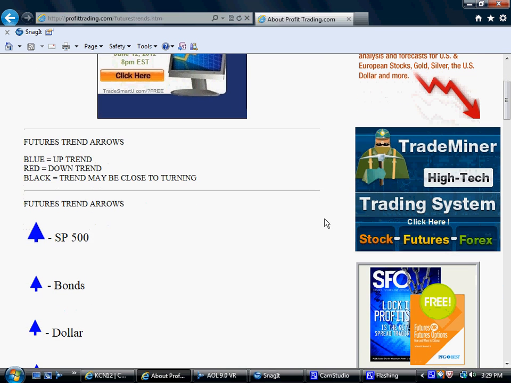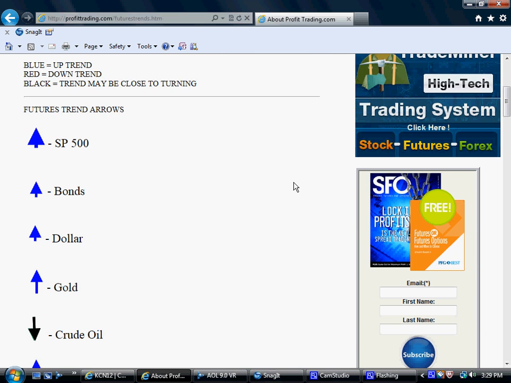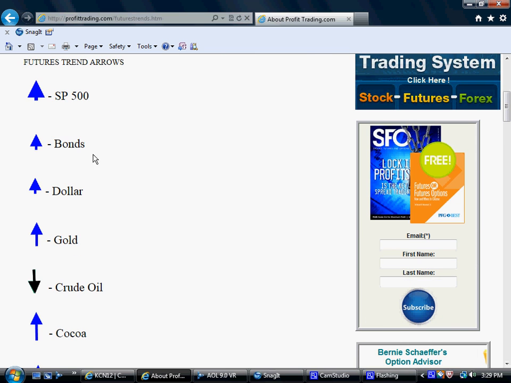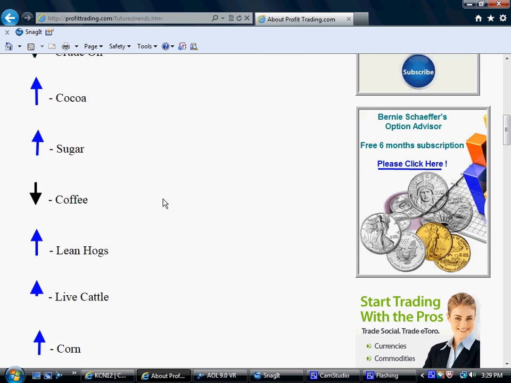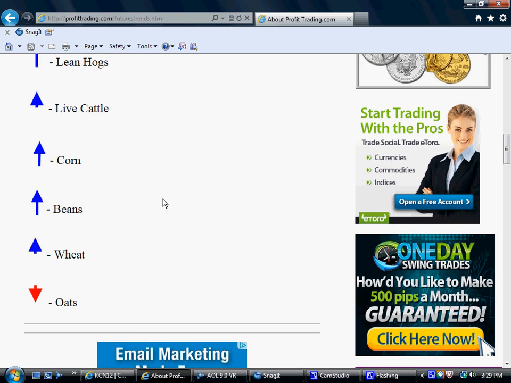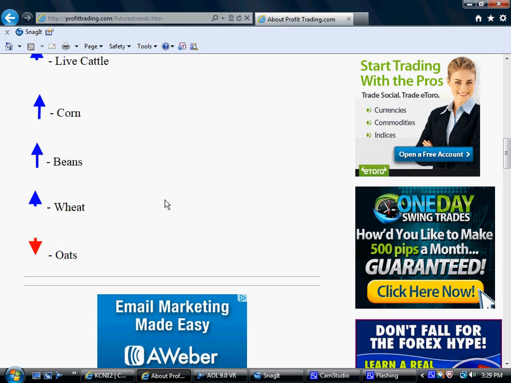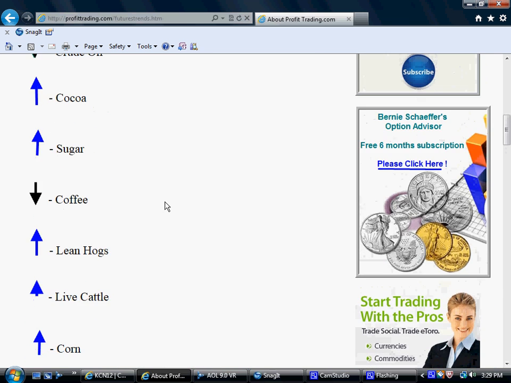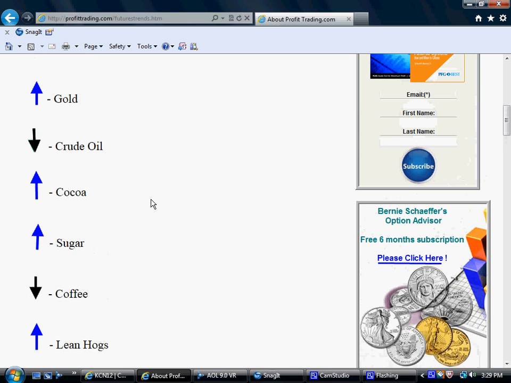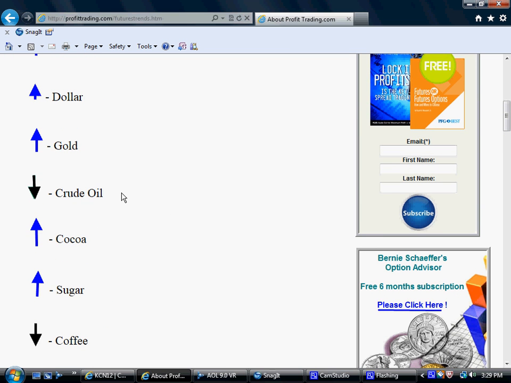And basically, blue is uptrend, red is downtrend, black, the trend may be close to turning, and I'll explain that here in a second. So right now, all these markets, I pretty much am comfortable with where the arrow's pointing on all these. And the ones that have black arrows are coffee and crude oil. So let's go look at those charts real quick and we'll see why.